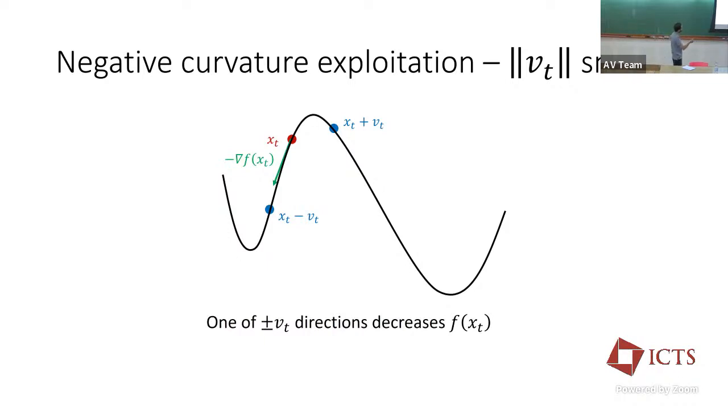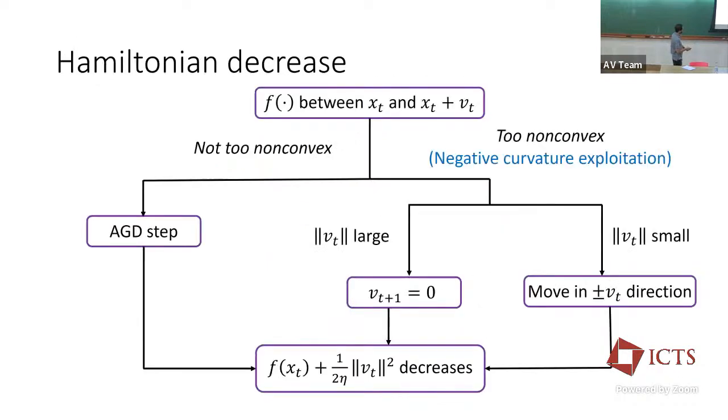And we look at the gradient and we see that at least one of the plus or minus vt directions decreases f of xt, because we just look at which direction is more aligned with the negative gradient, and then we just move in that direction. And because of the high negative curvature here, it means that the norm of grad f of xt will decrease the function value quite a bit. Because it decreases f of xt, and vt is not changed, we can conclude that the total Hamiltonian still decreases.